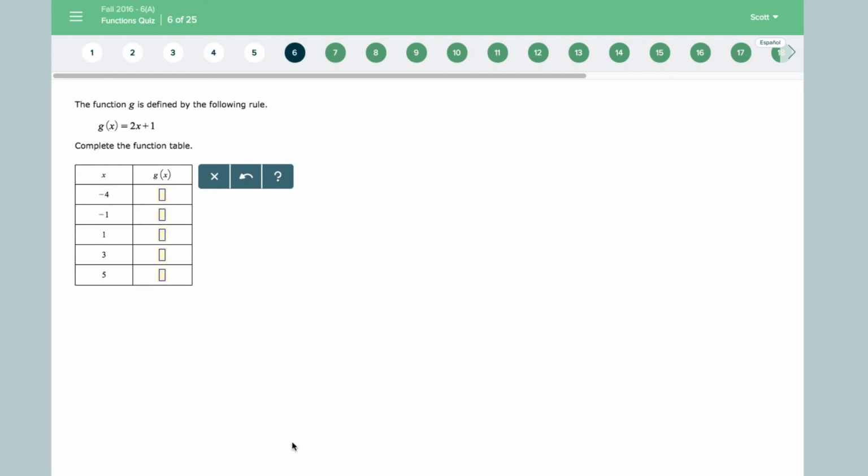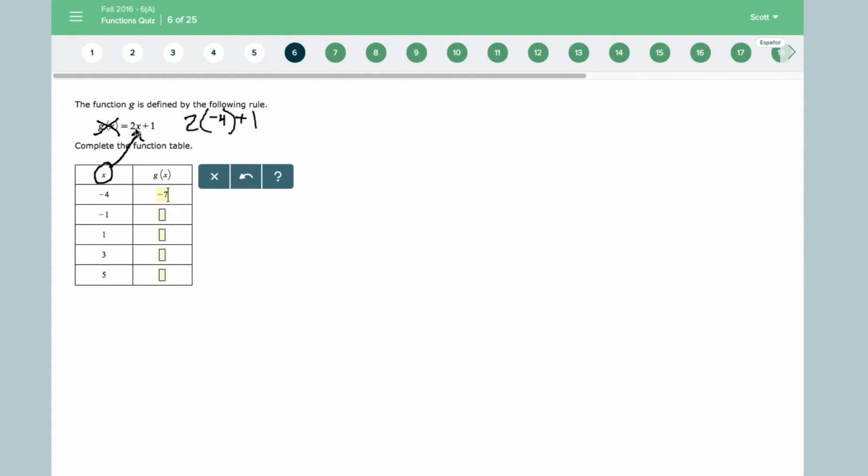Okay, number 6. What's going on here is we're getting the x's, and we're asked to plug them in right there. Now remember, this is not a math problem. It is just a title. So we're only plugging the x in right there. So I have 2 times -4 plus 1. What's 2 times -4? It'd be -8. -8 plus 1 is -7.